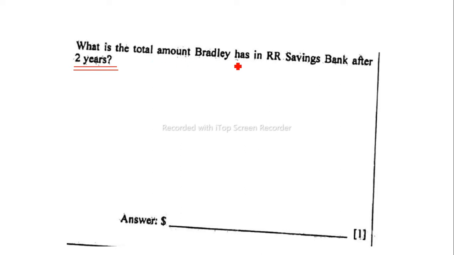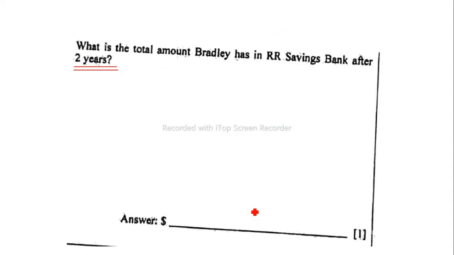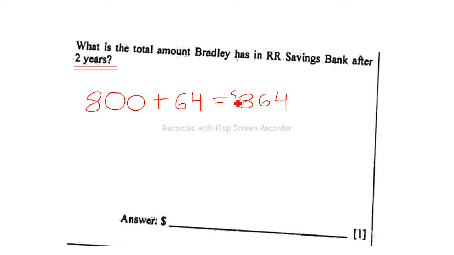What is the total amount Bradley has in his savings bank after 2 years? 512. Well, it can't be... wait, 512. Remember, the interest he earned is 64, you gotta add. And you gotta add. 864. Very good. So it's gonna be 800, that's what he had at the beginning, plus 64. So it's gonna be 800 and 64 dollars.